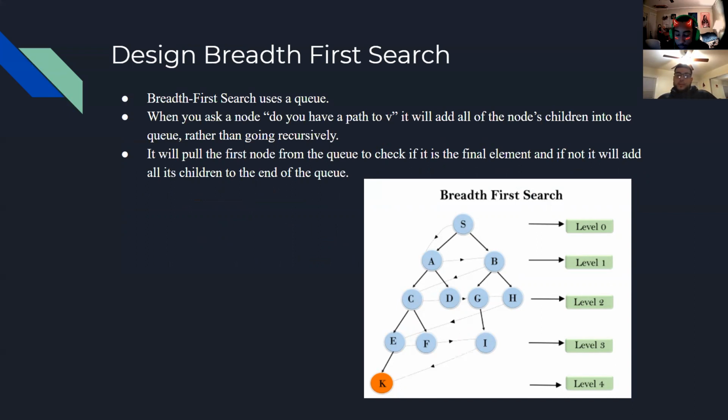So in the picture, you can see just how it starts at S, goes to A, then goes to B, B to C, D, G, H, E, F, I, and K. So it ends at K pretty much. It will pull the first node from the queue to check if it is the final element, and if not, it will add all its children to the end of the queue.